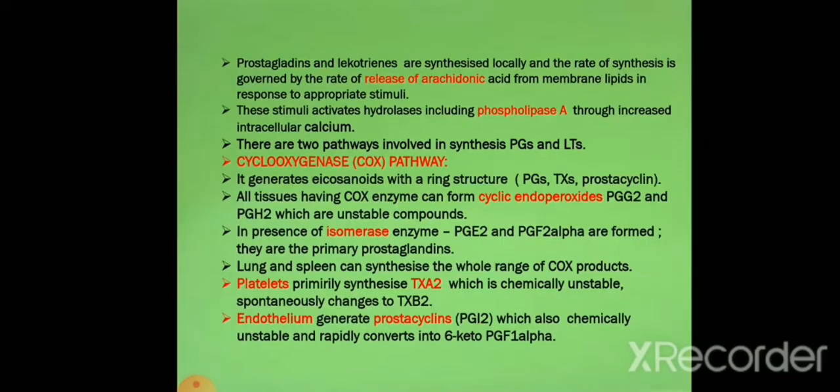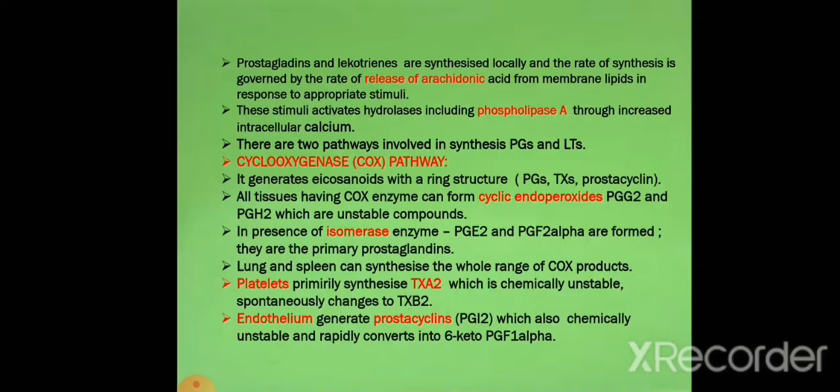Prostaglandins and leukotrienes are synthesized locally, and the rate of synthesis is governed by the rate of release of arachidonic acid from membrane lipids in response to appropriate stimuli. These stimuli activate hydrolases, including phospholipase A, through increased intracellular calcium. There are two pathways involved in the synthesis of prostaglandins and leukotrienes.